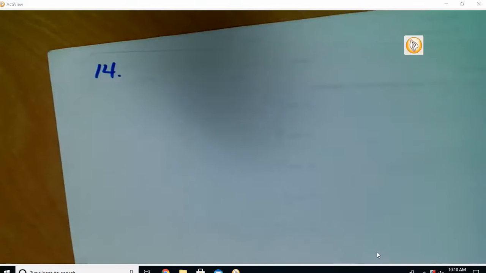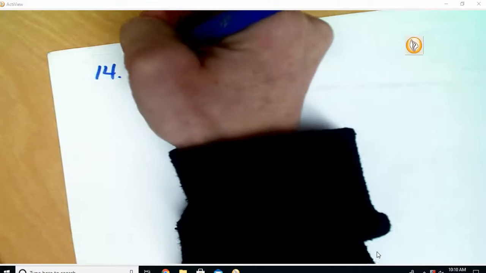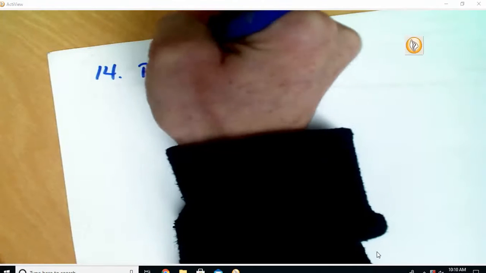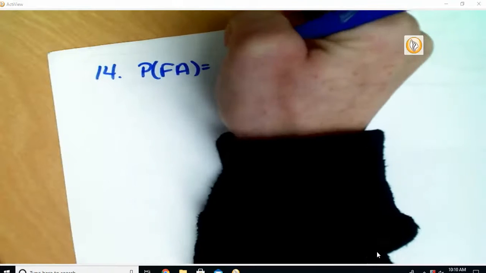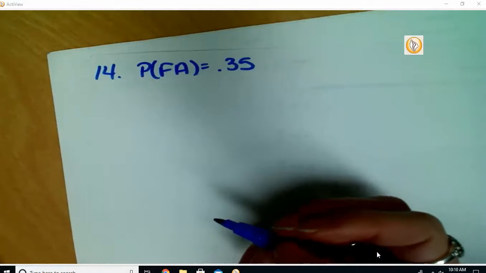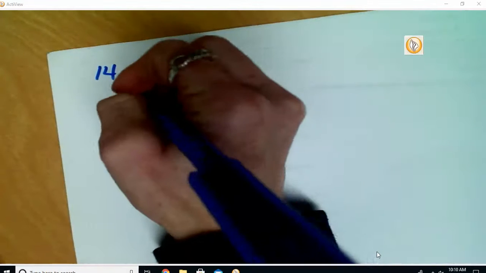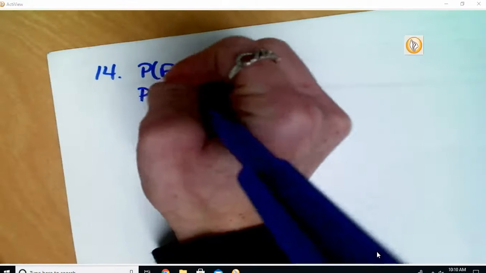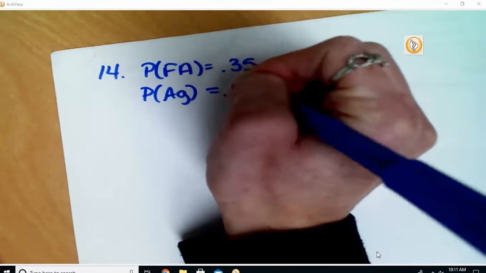My suggestion, when I work these, I write down the information that I have and then pick a formula that includes those pieces. So when I'm reading this, I'm going to make a list. It says, suppose 35% of students are enrolled in fine arts. So I'm going to write down the probability of fine arts is 0.35. 27% are enrolled in an ag class. So the probability of ag is 0.27.